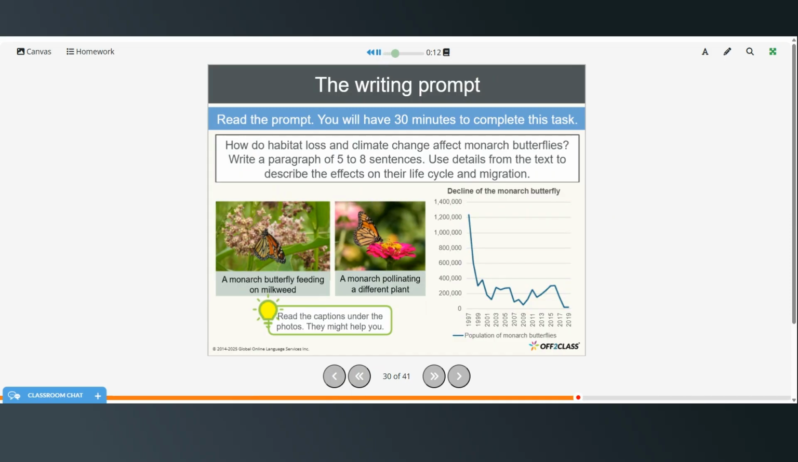How do habitat loss and climate change affect monarch butterflies? Write a paragraph of 5 to 8 sentences. Use details from the text to describe the effects on their life cycle and migration. There's also a tip here to read the captions under the photos because these might also help you.